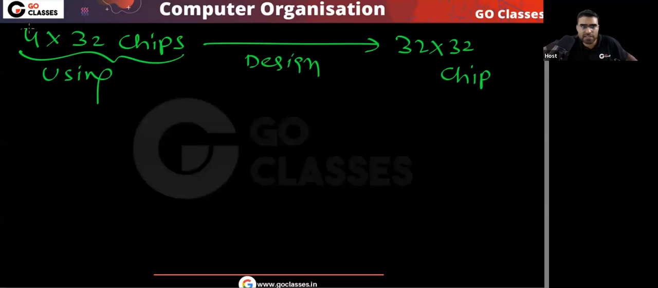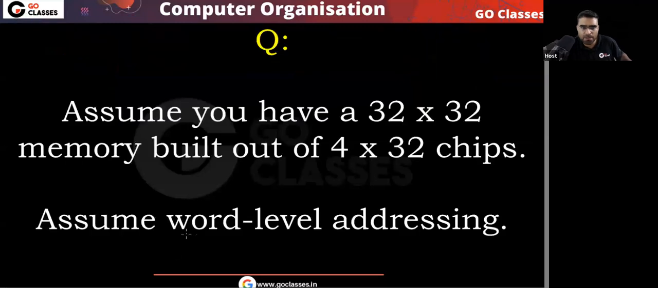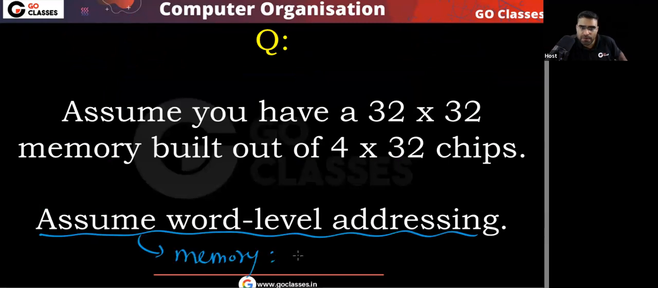Why is this an example of vertical expansion? Because you can see the number of address lines, the number of address locations, are changing. On every location there are 32 bits. That is not changing. Remember one thing: assume that the memory is word addressable. You can see that the memory is already given to you as word addressable.